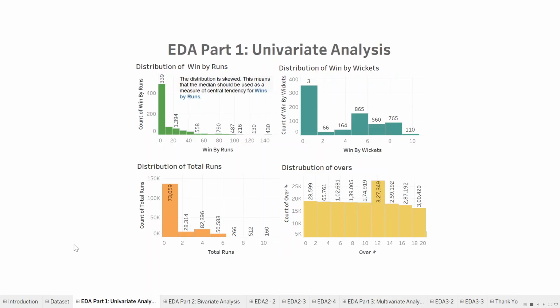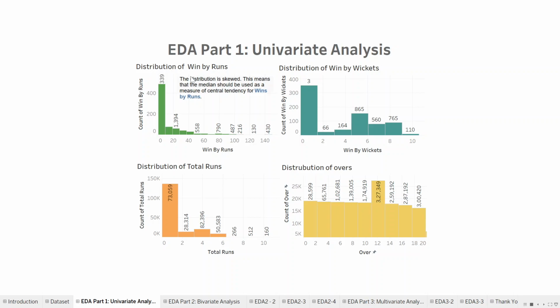Coming to the exploratory data analysis part one. So, exploratory data analysis is done in three forms basically. The first one is univariate analysis. The next one is bivariate analysis, and next is multivariate analysis. So, in univariate analysis, we analyze only a single variable. So, here we see that I have analyzed the single variables by using histograms.